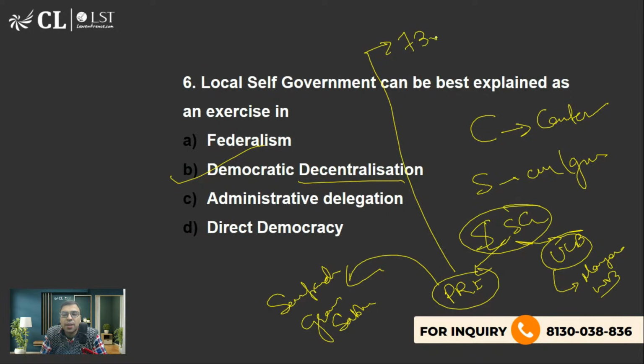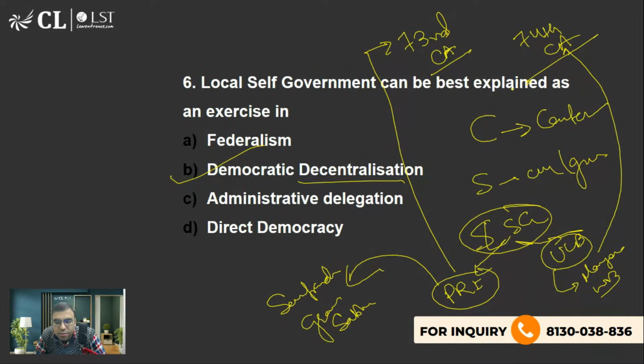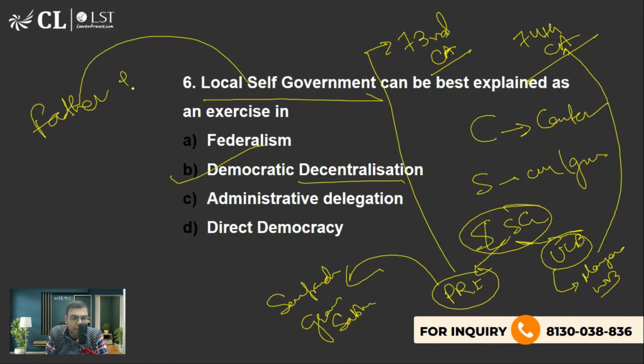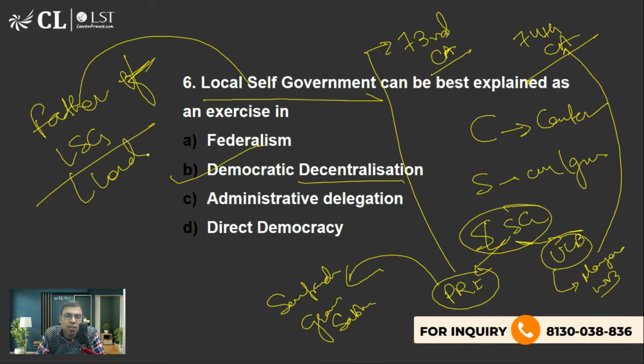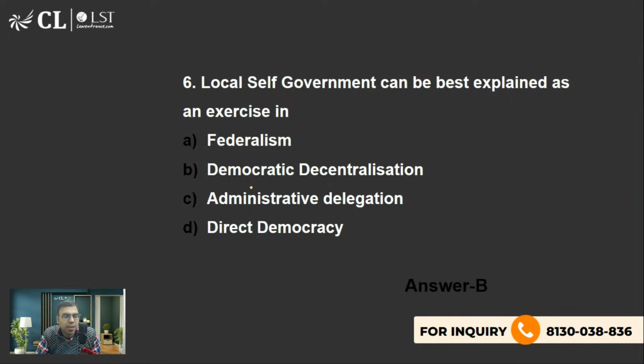73rd constitutional amendment talks about this. 92, 93 के आसपास. And 74th constitutional amendment talks about urban local bodies. Very good. Great. But आप लोगों ने ये नहीं बताया, फादर ऑफ लोकल सेल्फ गवर्नमेंट किसको कहते हैं? Father of local self government. Not Mahatma Gandhi, not Dalhousie. Yes, Siddhivij, very good. Lord Ripon was the Governor General of India at that time when the concept of this was introduced.